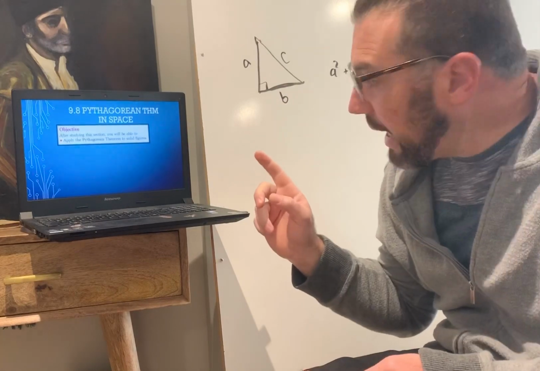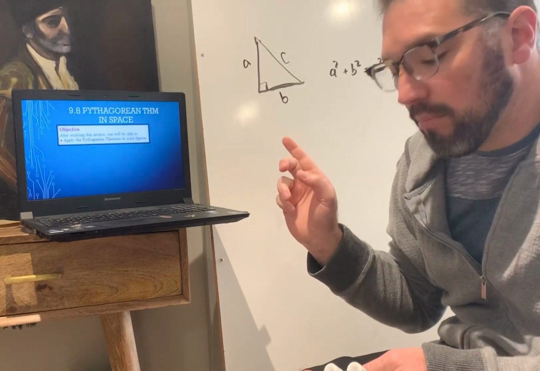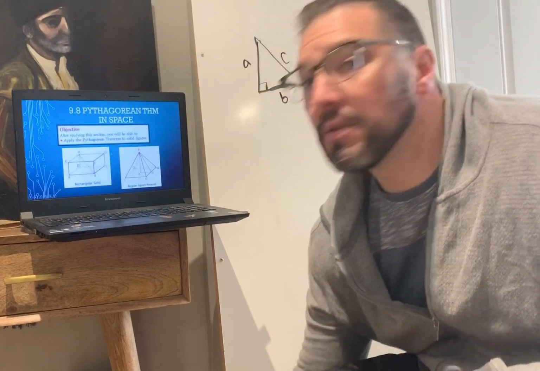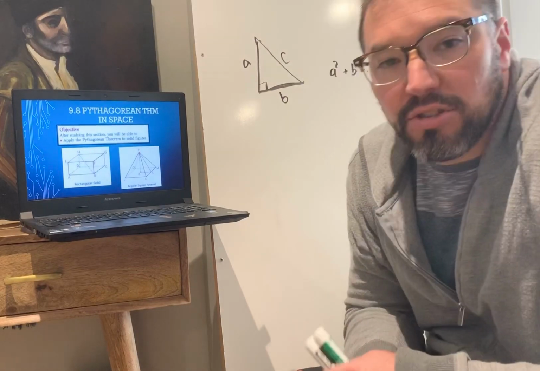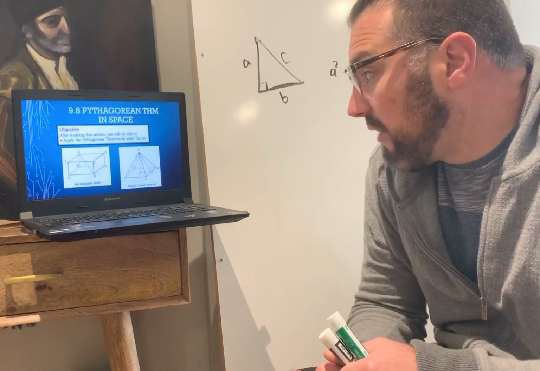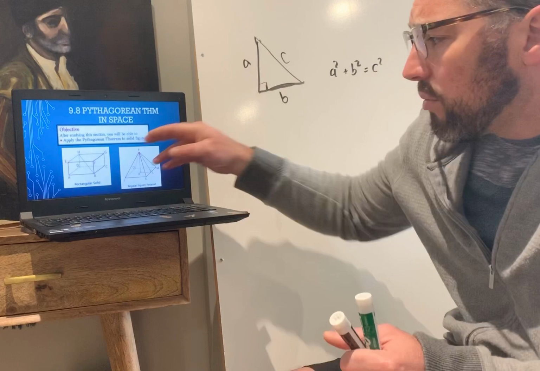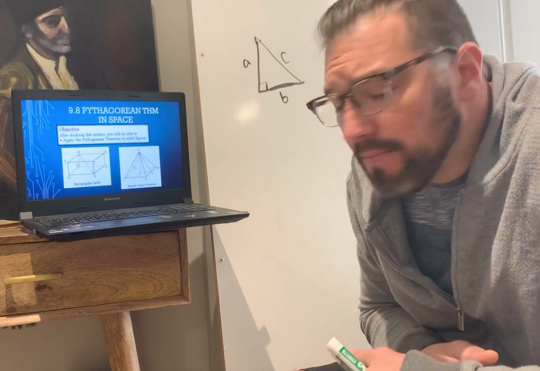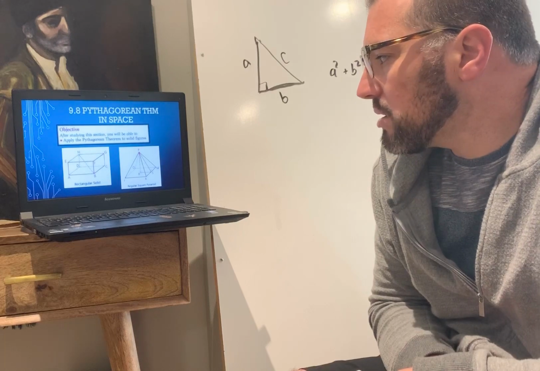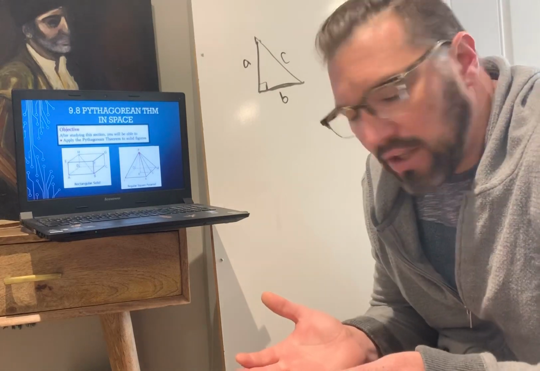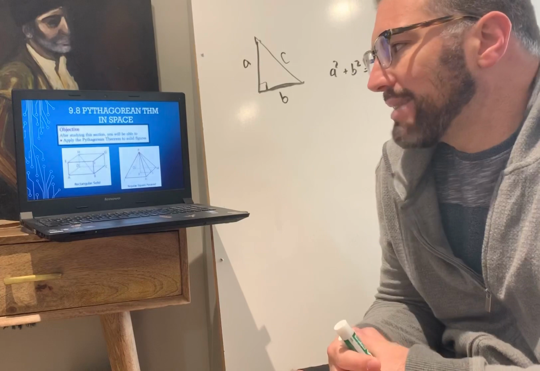And that's what we're doing today. So 9.8, we're using the Pythagorean theorem, but we're using it in space, meaning 3 dimensions. So there's 2 shapes that we're really going to be focusing on. And one of them is called a rectangular solid. Some features of a rectangular solid. It's just a 3-dimensional figure that has rectangles as its side.